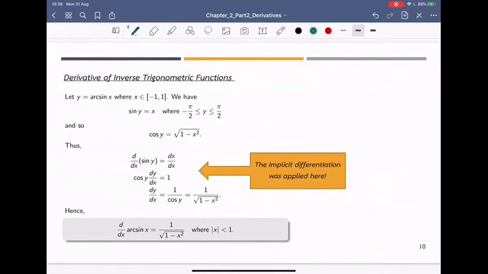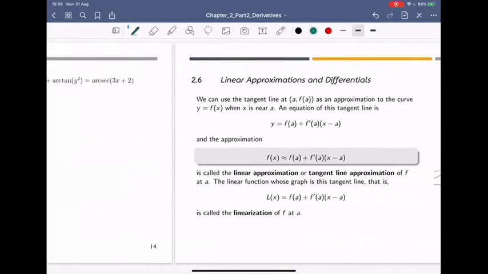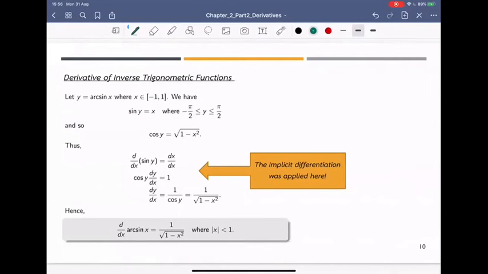So the last topic for today is going to be derivative of inverse trigonometric functions. Let me see, we have a few examples. We should be on time. Any questions, anyone? 15 minutes more, and then we should be good for this topic.